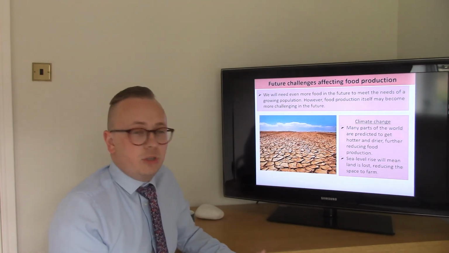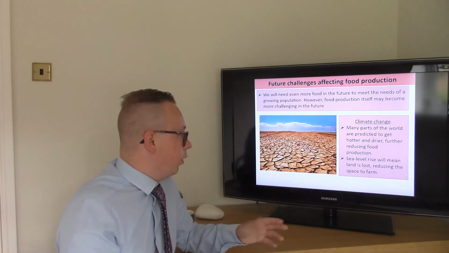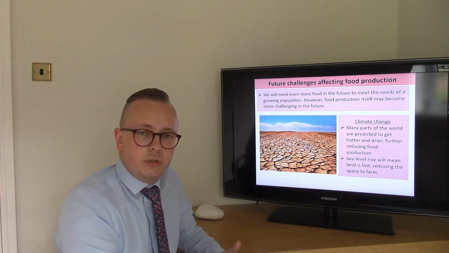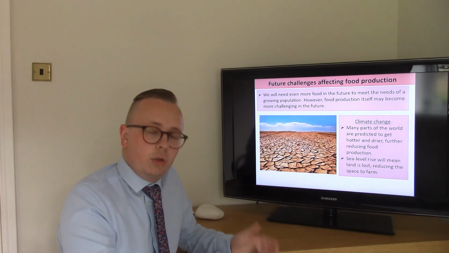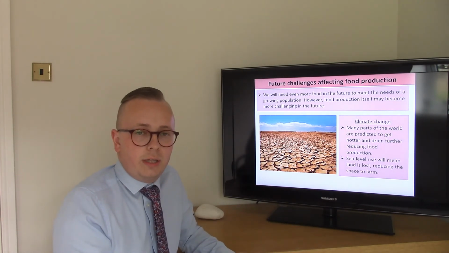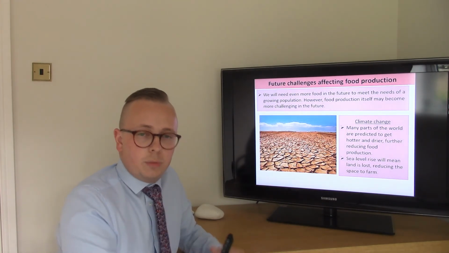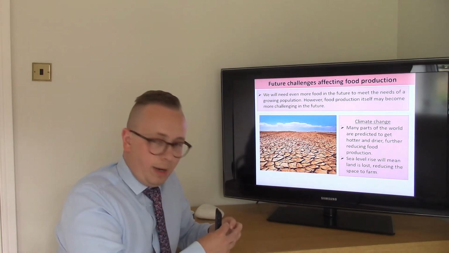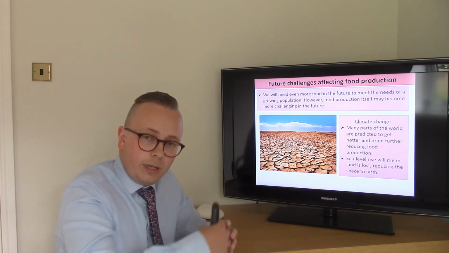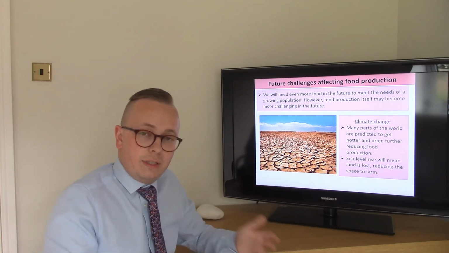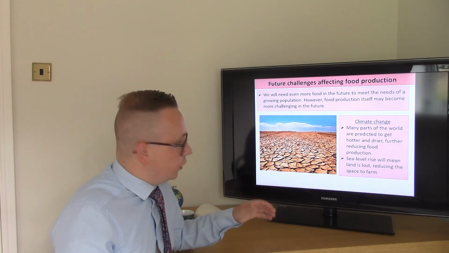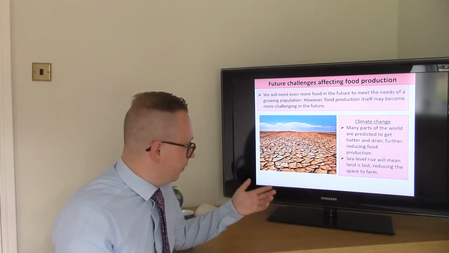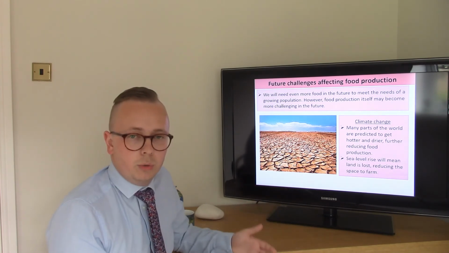And another one is climate change. Many parts of the world are predicted to get hotter and drier, reducing food production. If places are experiencing longer periods of drought, it's going to make growing crops and rearing livestock more challenging. And as a result of more areas becoming warmer, those tropical diseases, which currently are focused around the equator and the tropics, could expand further north and south, affecting farming there. And also, as a result of ice cap melting and sea level rise, land is going to be lost, and that's more land that we're losing that could be used for farming.